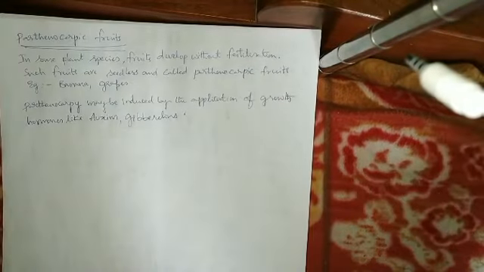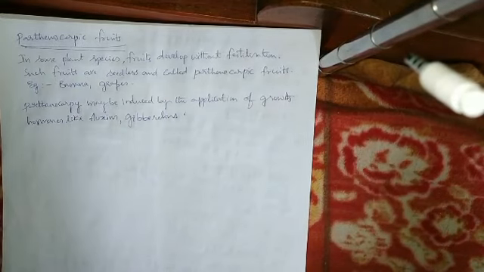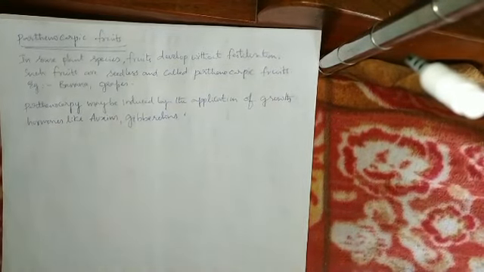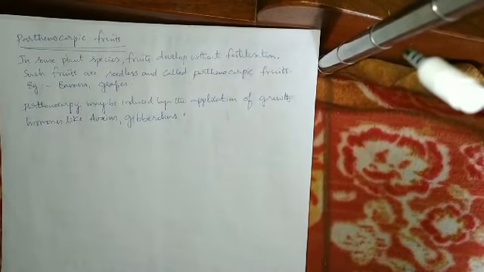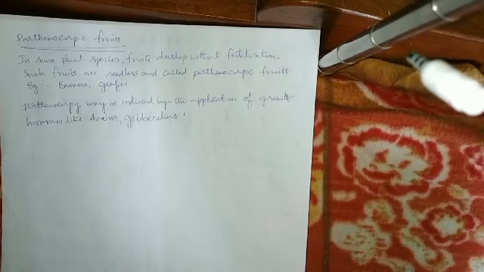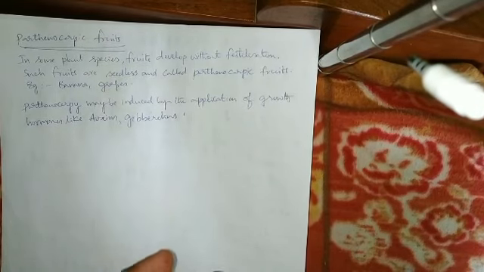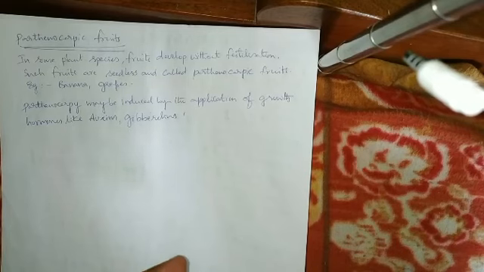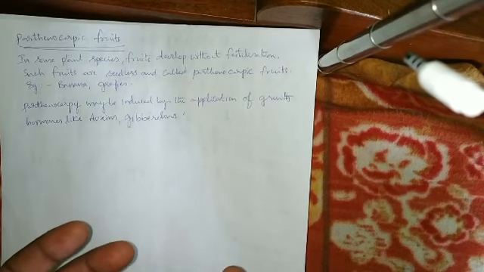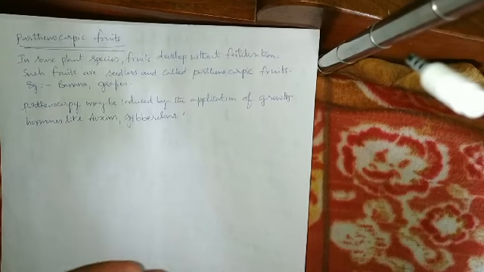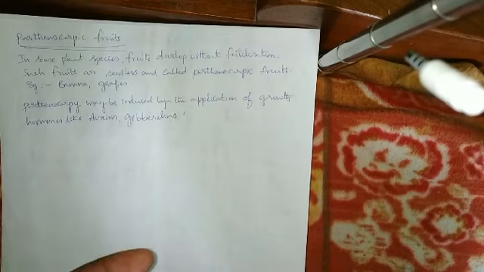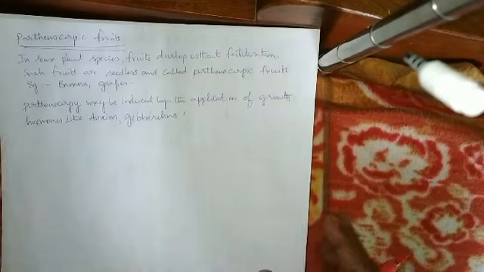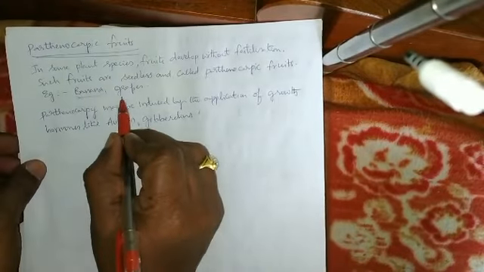Next concept is parthenocarpic fruits. Parthenocarpic fruits means in some plants fruits develop without fertilization. Without fertilization, fruits are formed. Due to that, seedless fruits are formed. If fertilization has not taken place, how can seeds form in the ovary? There is no seed formation. Such seedless fruits are called parthenocarpic fruits. Usually we can see them in banana and grapes.